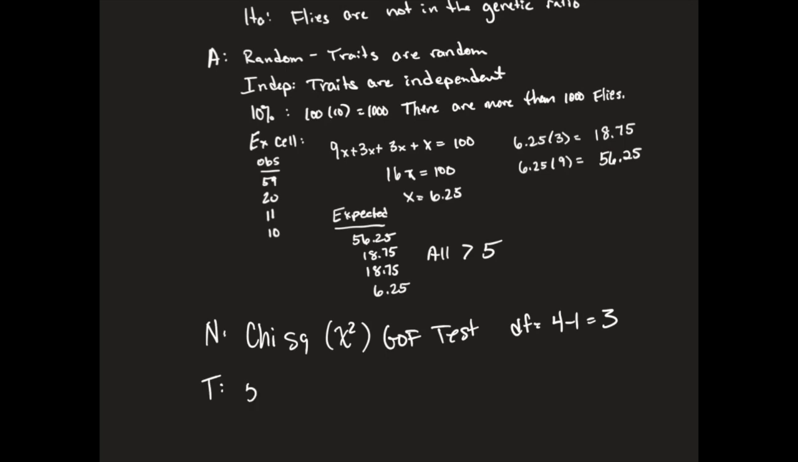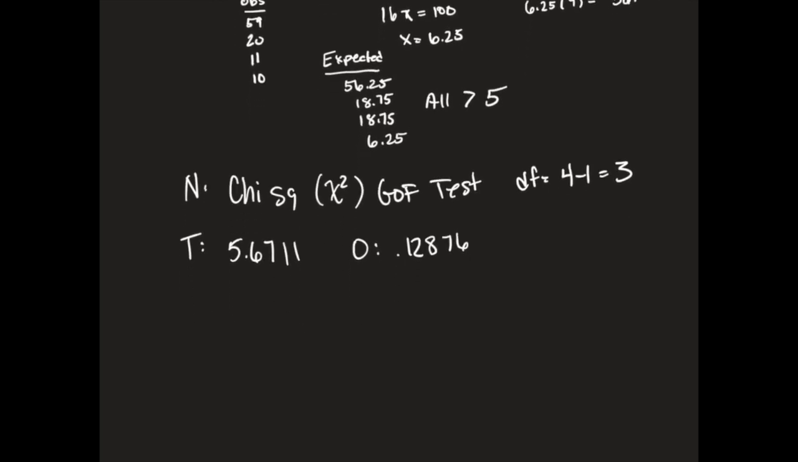Coming down to the end, we've got test statistics and p-values. My chi-squared value is 5.6711, and the p-value is 0.12876. This is a pretty large p-value with an alpha level of just 5%, so we're definitely going to be failing to reject our null.